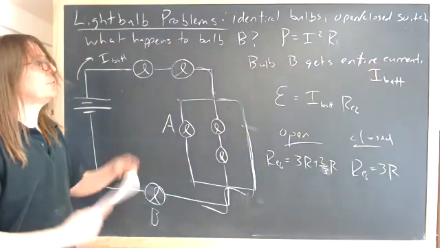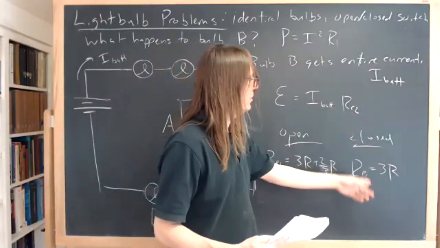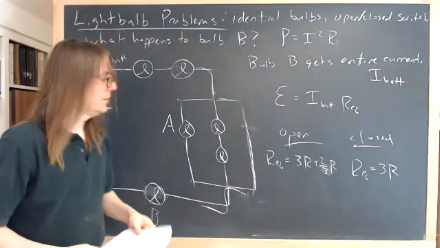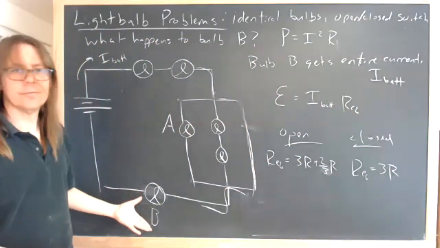What does that mean in terms of the battery current? When you close it, the resistance goes down, battery current goes up. Resistance goes down, battery current goes up, current in bulb B goes up, and it gets brighter.